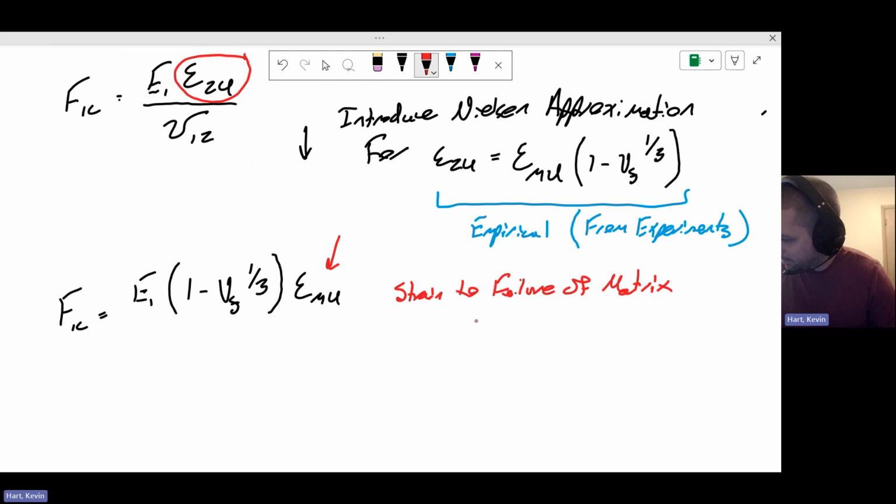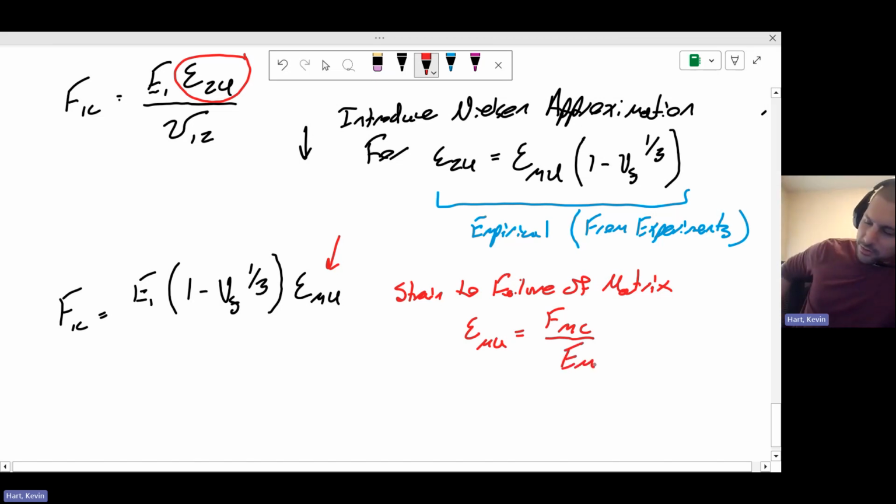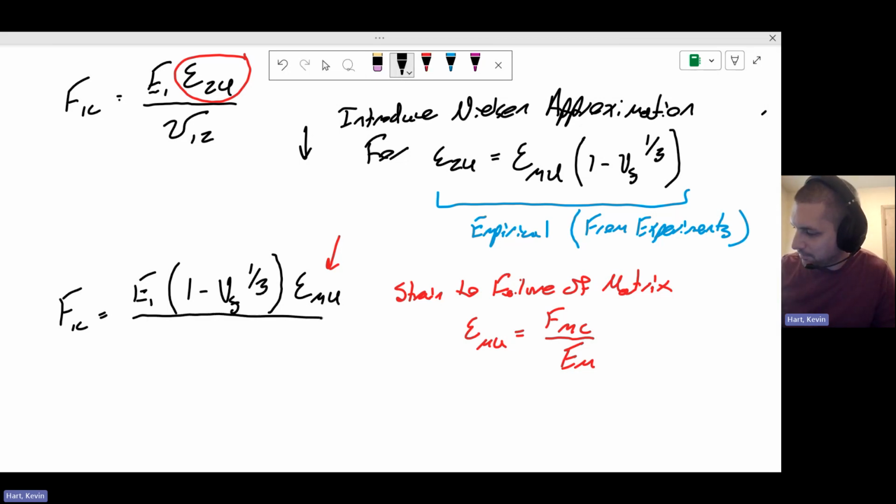Which, by Hooke's law, if you want to figure this out, is going to be the strength of the matrix in compression or tension divided by the elastic modulus of the matrix. That's one way to figure that out. What's the ultimate strain to failure of the matrix in compression? Well, it's the failure strength of the matrix in compression divided by the elastic modulus. Okay, so that's fine. And then don't forget about your denominator over here, there's a nu 1, 2.